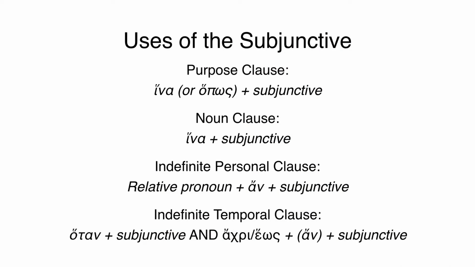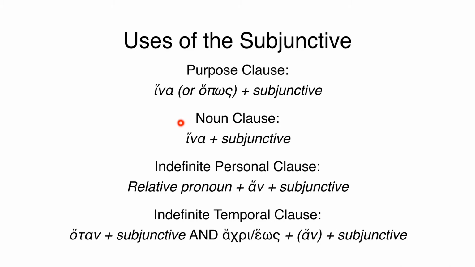Next is a very common use of the subjunctive, where the subjunctive is indicating purpose or used in a purpose clause. And here we find it used with the conjunction hina, in order that, or in order to, plus the subjunctive, sometimes hopos instead of hina, but normally hina. This indicates the expression of purpose. So-and-so performs an action in order that this may occur. The indication of purpose, very common use.